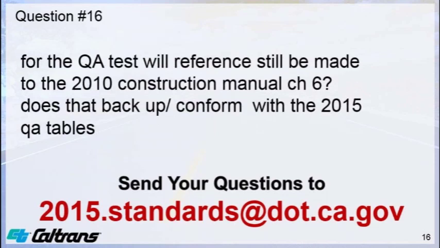Question 16. For the QA test, will reference still be made to the 2010 Construction Manual, Chapter 6? Does the backup conform with the 2015 QA tables? Division of Construction is currently going to be revising our construction manual to match the 2015 specifications. So this will be coming up by the end of the year. There will be a new construction manual with references.